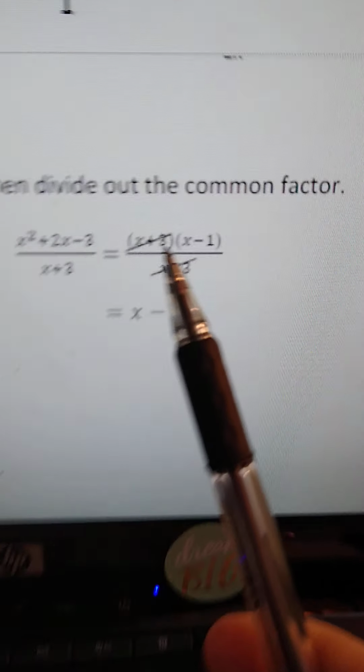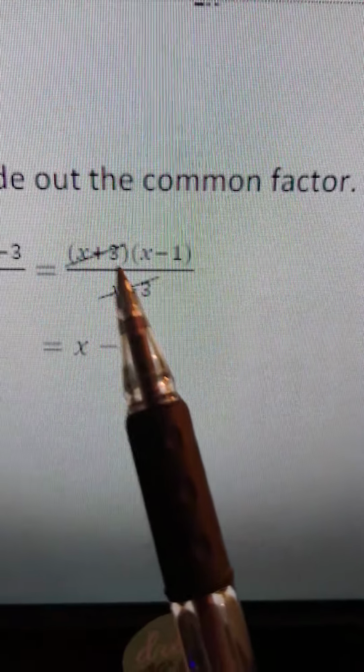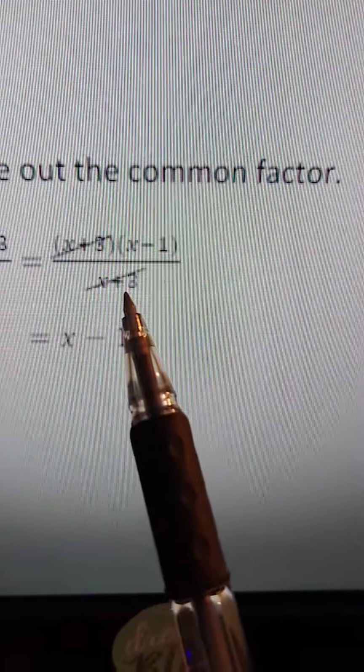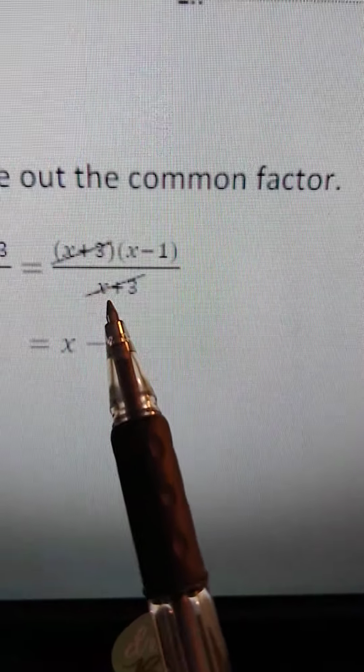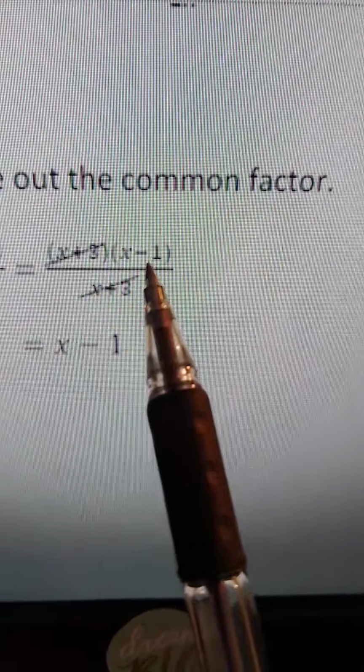So now that I've factored the numerator, I have x plus 3 and x plus 3. Those would cancel on top and bottom. They're the exact same factor. One on top, one on bottom, they cancel. And it leaves me with x minus 1 as my final answer.